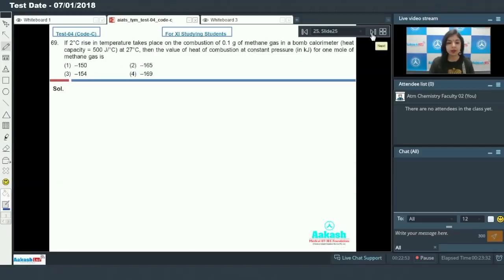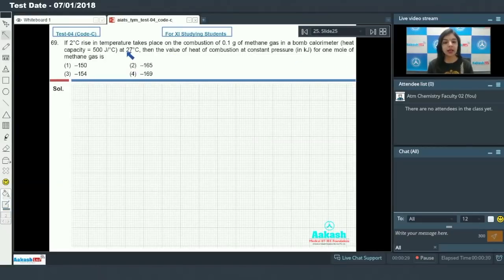So moving on to the next one. We have question number 69, which says that if a 2 degrees Celsius rise in temperature takes place on the combustion of 0.1 gram of methane gas in a bomb calorimeter, and the heat capacity we have been given is 500 joule per degree Celsius at 27 degrees Celsius, then the value of heat of combustion at constant pressure for 1 mole of methane gas is.